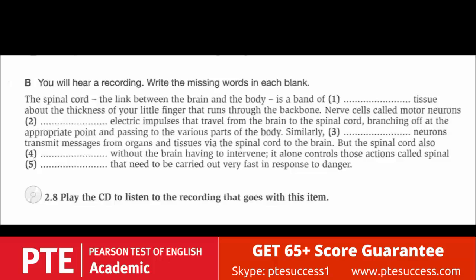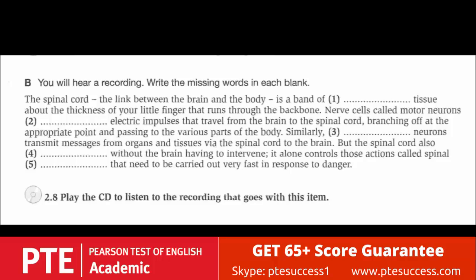The spinal cord, the link between the brain and the body, is a band of nervous tissue about the thickness of your little finger that runs through the backbone. Nerve cells called motor neurons convey electric impulses that travel from the brain to the spinal cord, branching off at the appropriate point and passing to the various parts of the body. Similarly, sensory neurons transmit messages from organs and tissues via the spinal cord to the brain.